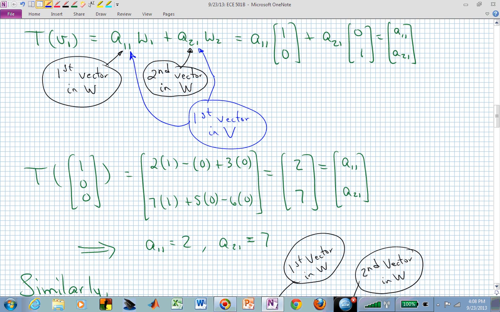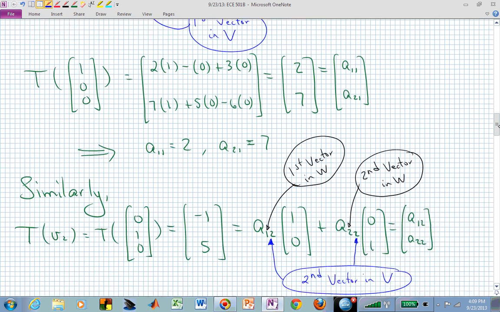If we process this first standard basis vector, V1, through this linear map, we simply are replacing X with 1 and Y and Z with zeros. I'm trying to explicitly show where this 2, 7 is coming from. With respect to the standard basis, that tells us immediately what the weightings on the respective basis are in the output space. A11 becomes 2 and A21 becomes 7 by just a direct comparison since they're equal.